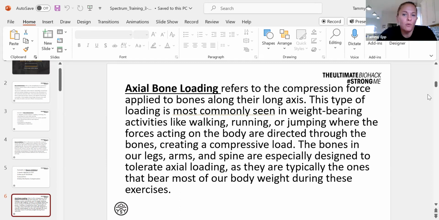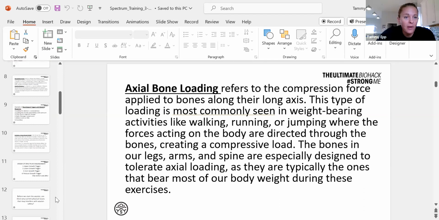This type of loading is most commonly seen in weight-bearing activities like walking, running, or jumping, where forces acting on the body are directed through the bones, creating a compressive load. Okay, this is that compression, that impact stimulation, which is another vocabulary word we'll talk about later. The bones in our legs, arms, and spine are especially designed to tolerate axial loading, as they are typically the ones that bear the most of our body's weight during these exercises.